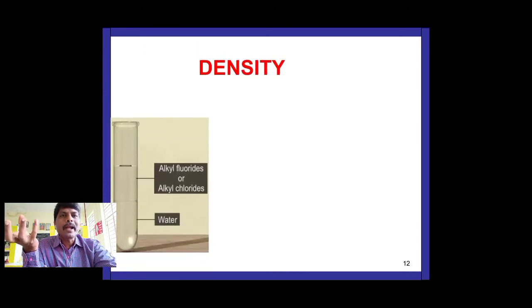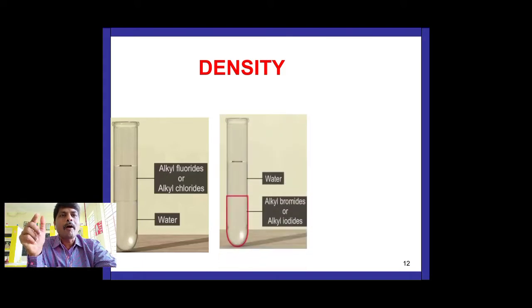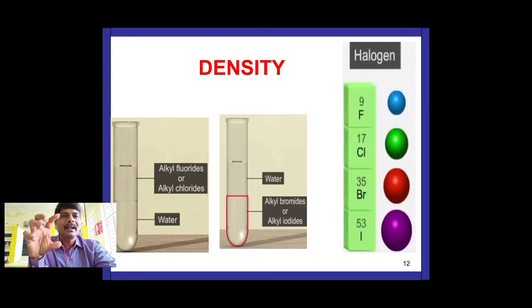So you can see density: fluorides and chlorides, because of their small size and low molecular weight, float, they have less density than water, whereas bromides and iodides are denser than water because of their large size and more molecular weight. Alkyl bromides and alkyl iodides are heavier than water. Alkyl fluorides and alkyl chlorides are lighter than water.